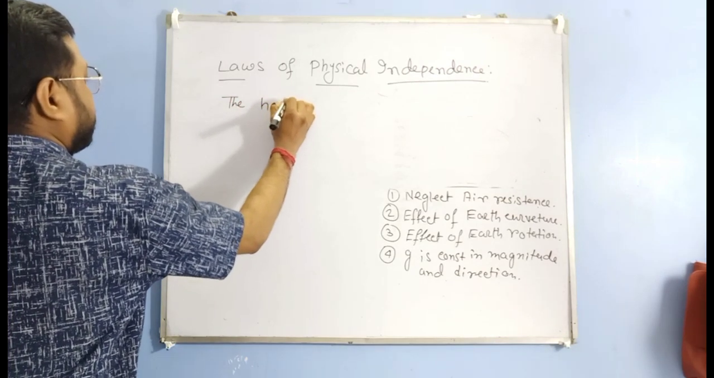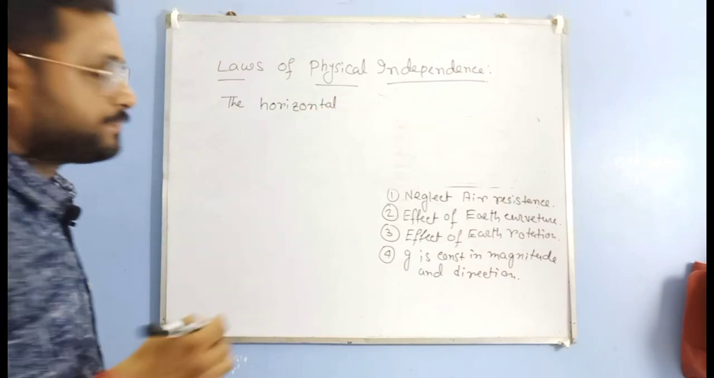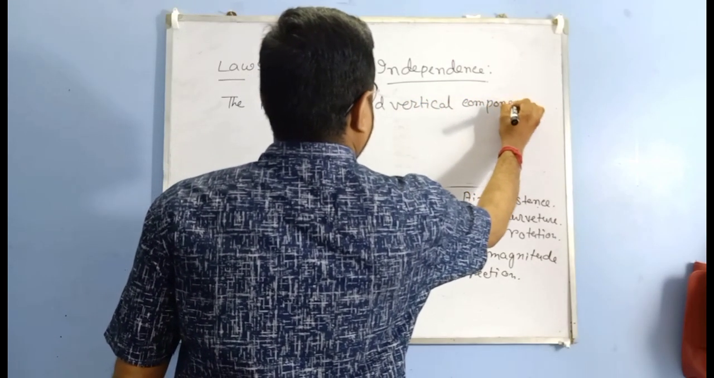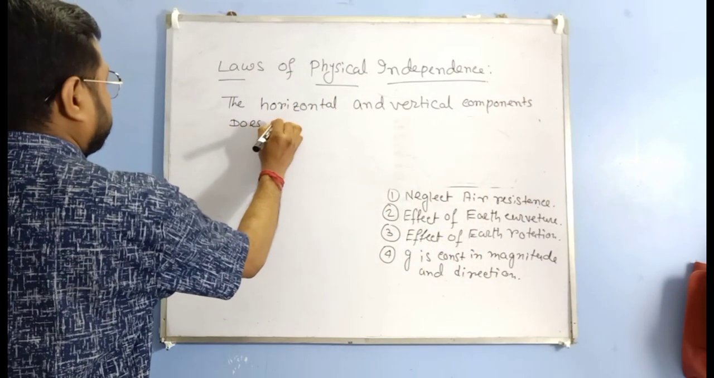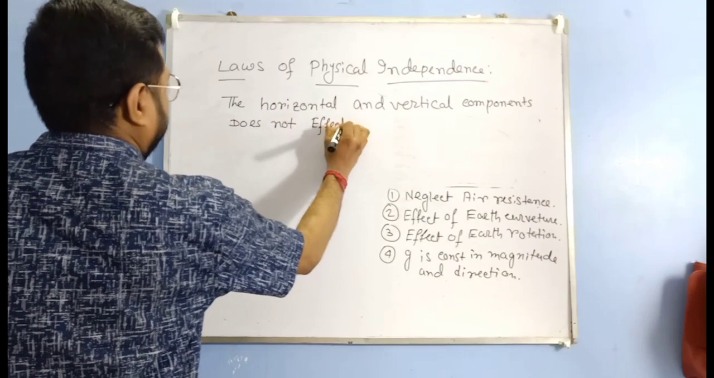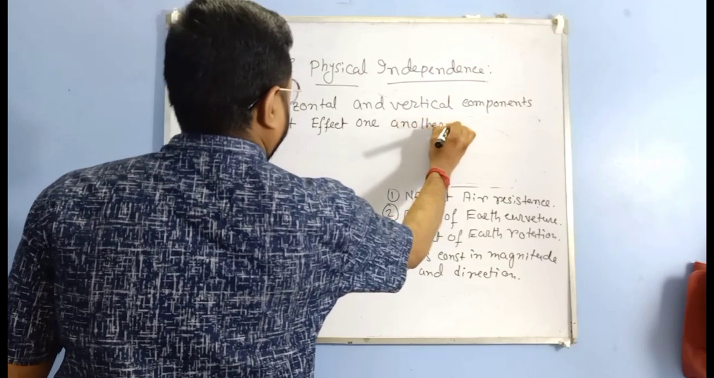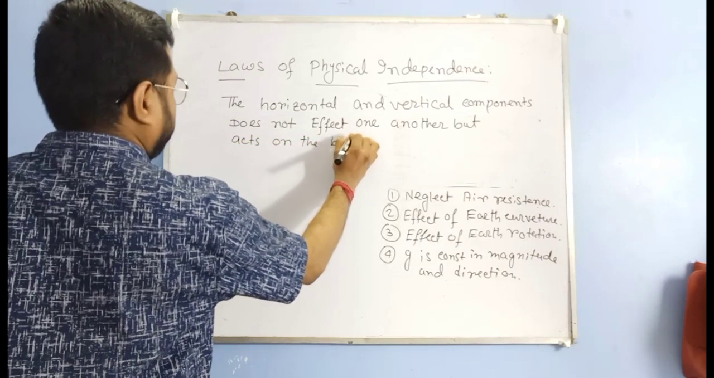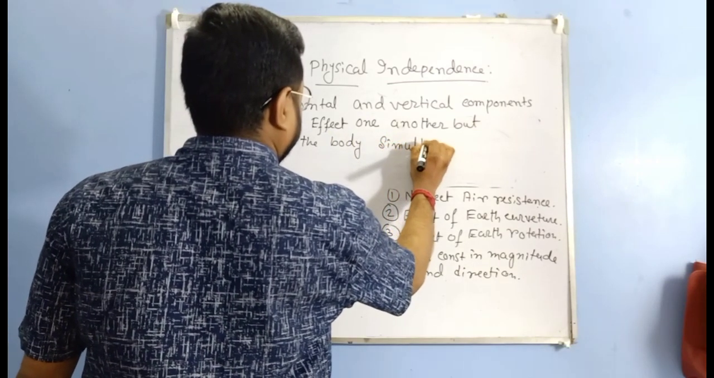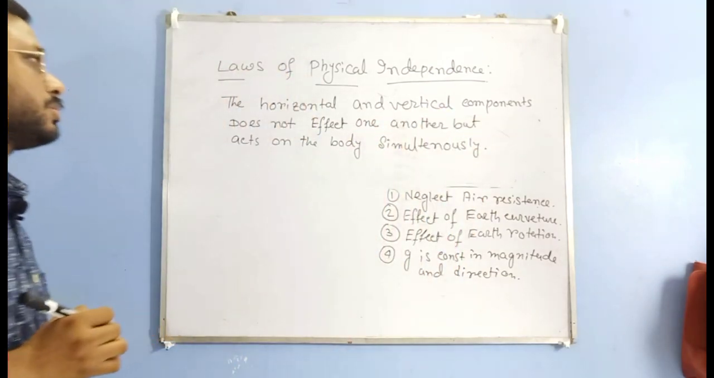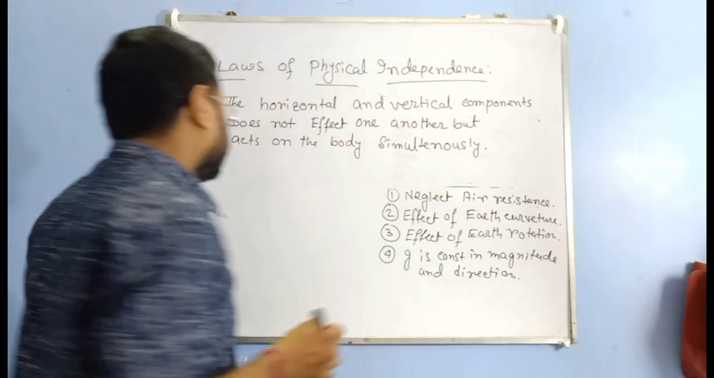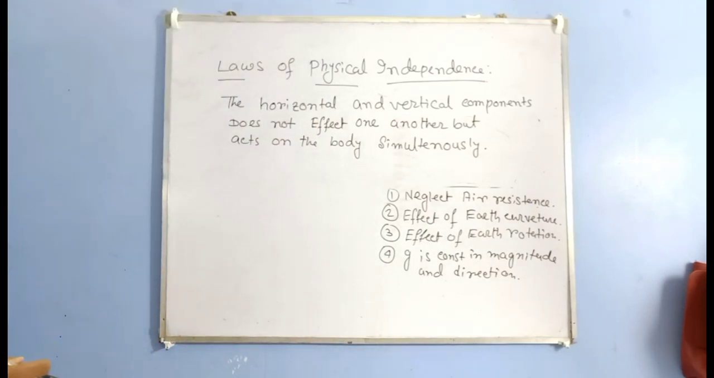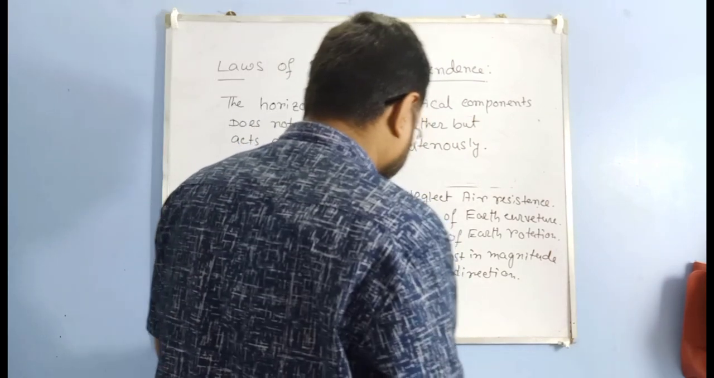The horizontal and vertical components do not affect one another, but act on the body simultaneously. This is the law of physical independence. Galileo Galilei first introduced it in his famous book. So, the horizontal and vertical components do not affect one another, but act on the body simultaneously.